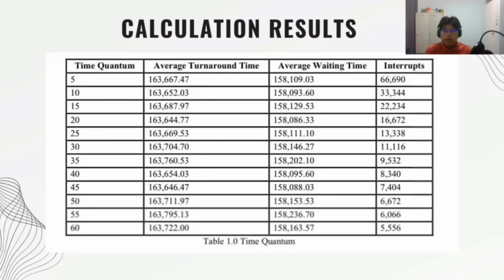And today, I'm going to explain the calculation results of the round robin of our code. As you can see for the calculation results, there is the time quantum, the average turnaround time for each quantum, the average waiting time for each quantum, and also the interrupts for each quantum.